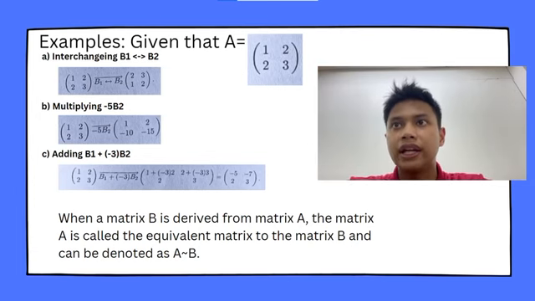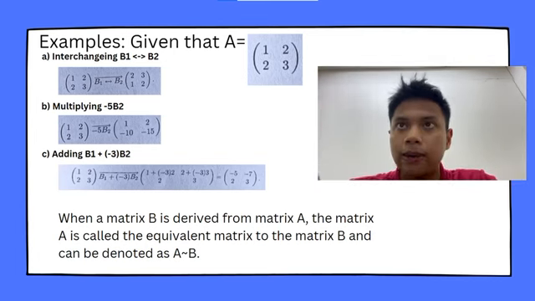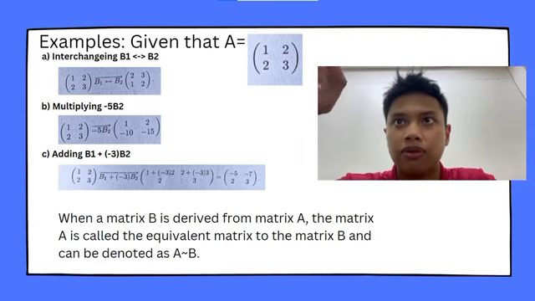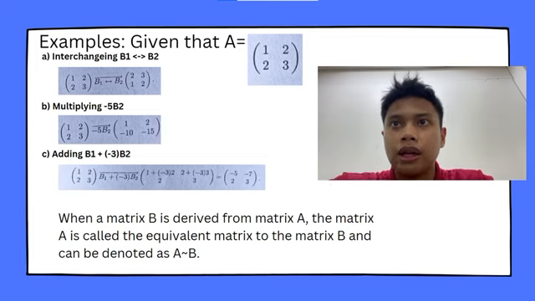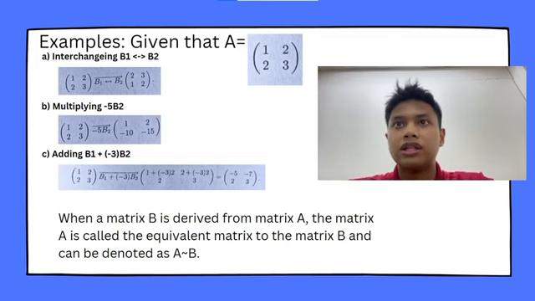Given the matrix A, 1, 2, 2, 3. For the first operation, R1 interchange with R2, so row 1 is interchanged with row 2. As you can see, the first row and the second row have changed places. That is what interchanging means.